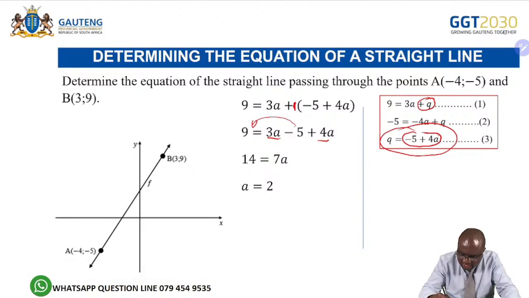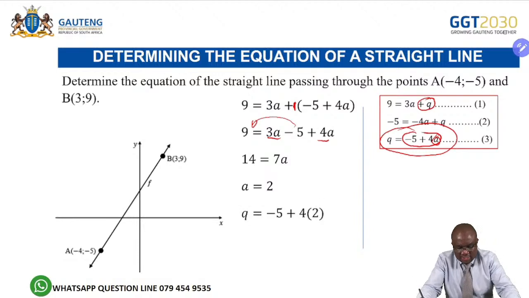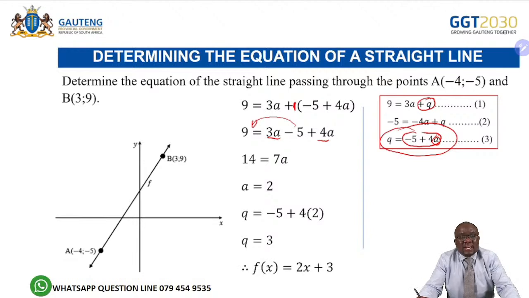Let's put our a here and see what we're getting. We're getting q is equal to -5 plus 4 times 2. What do we get? We are getting 3. And then the equation now is f of x is equal to 2x plus 3. We've managed to find the equation.